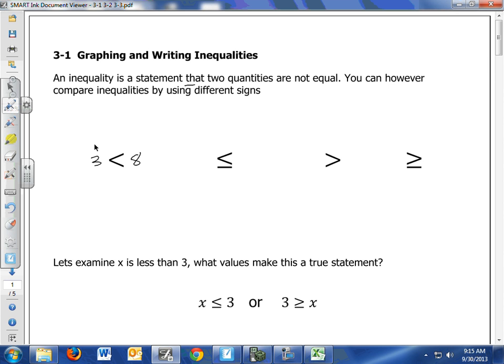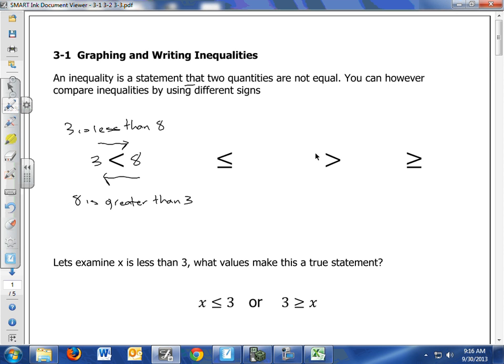So what we do is we can read this as 3 is less than 8, if I read this from left to right. However, I can read this from right to left and say 8 is bigger than 3, or 8 is greater than 3. Okay? It's important in math to sometimes read things backwards to help you understand what's going on.